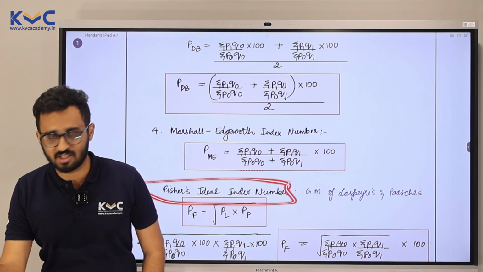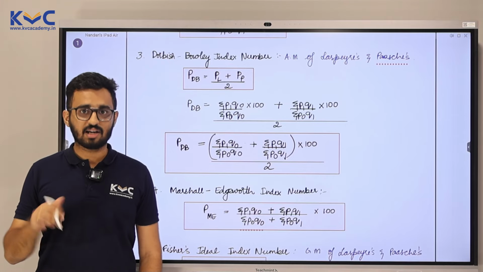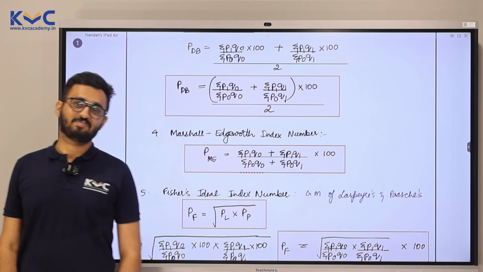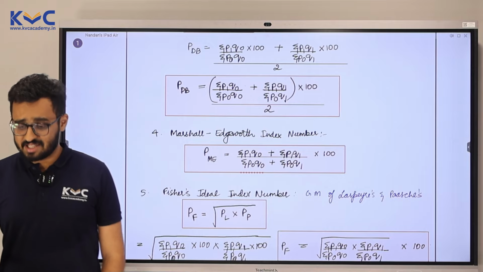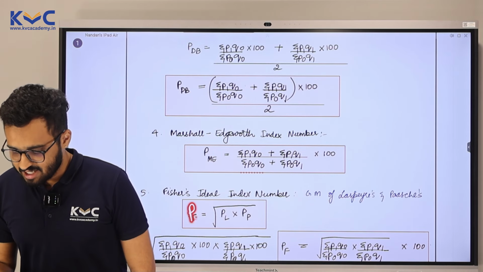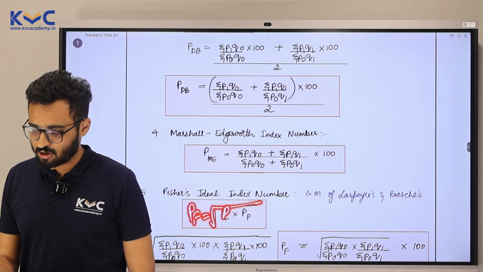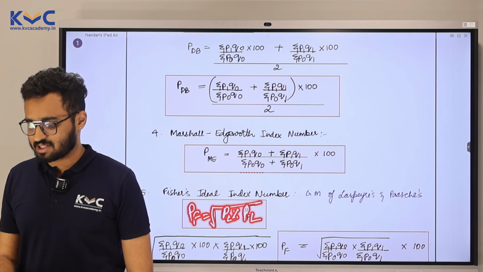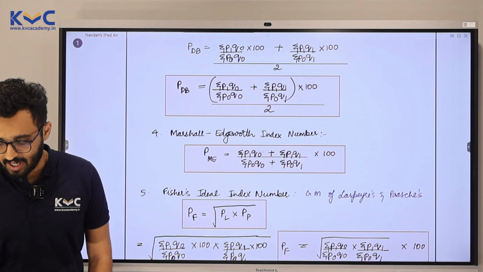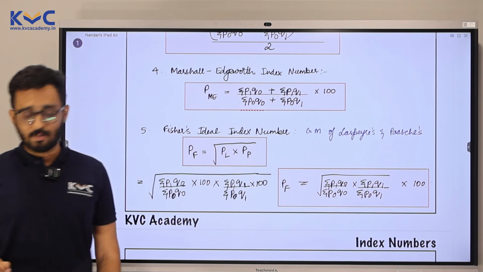Now, you know what Fisher's is? Dorbish-Bowley is the AM of Laspeyres and Paasche, right? Fisher's is the GM of Laspeyres and Paasche, which means the price index number of Fisher's is the square root of Laspeyres price index into Paasche's price index. So the price index under Fisher's is the square root of Laspeyres into Paasche's.